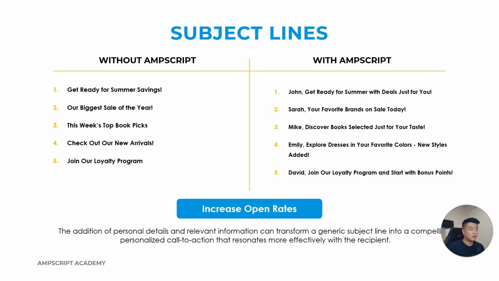John, get ready for summer with deals just for you. Sarah, your favorite brands on sale today. Mike, discover books selected just for your taste. So yeah, with AMPscript, you can retrieve the customer's first name data. If they don't have any first name, you can provide a default value. For example, for the first one here, if you don't have a first name, you can say, "Hi there, get ready for summer with deals just for you." So you can provide an alternative.